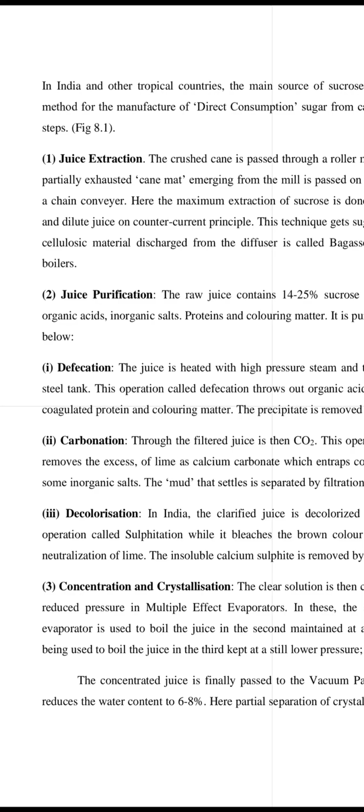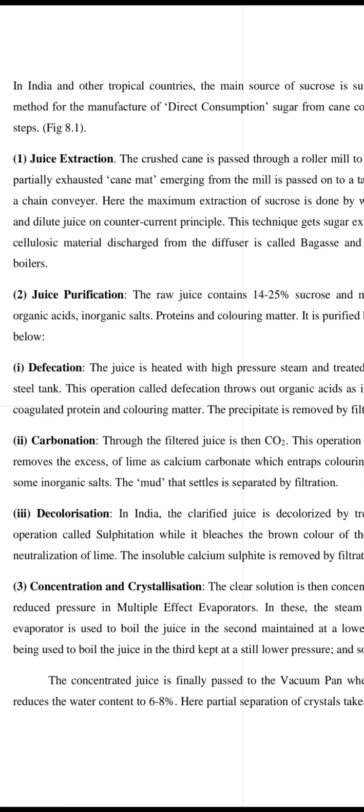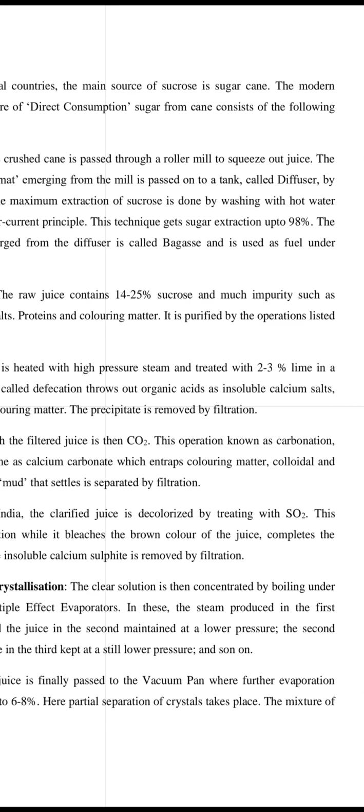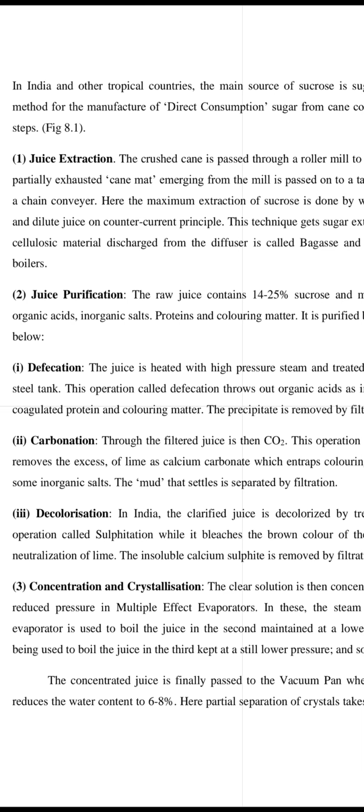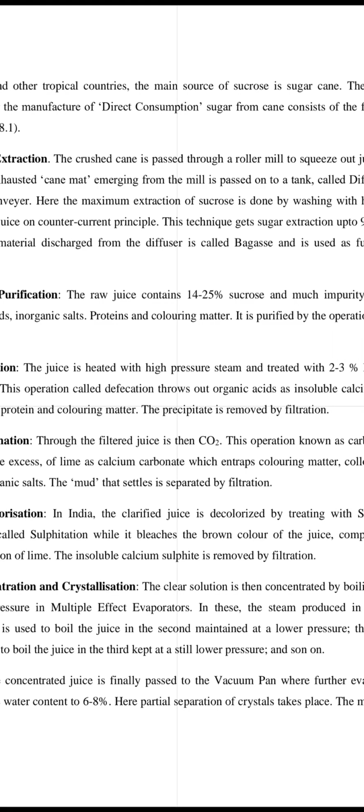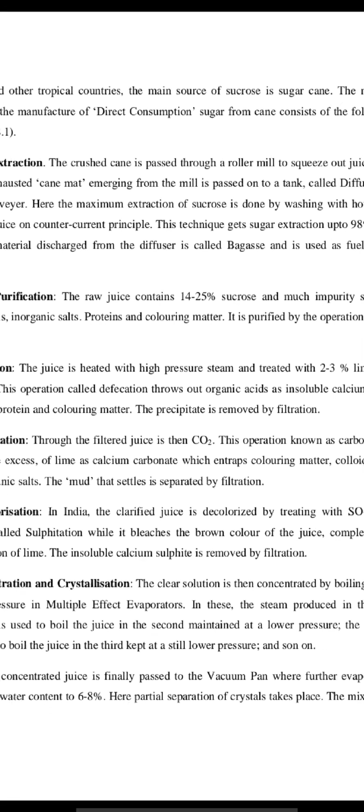The overall process has these steps. First, juice extraction, then juice purification. Juice purification has many steps: defecation, carbonation and decolorization. Then you have the concentration and crystallization. The concentrated juice is finally passed to the vacuum pan, where further evaporation reduces the water content to 6 to 8%. Partial separation of crystals takes place.